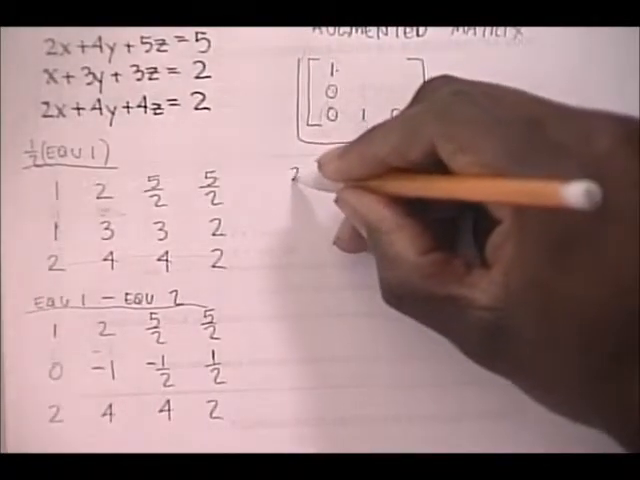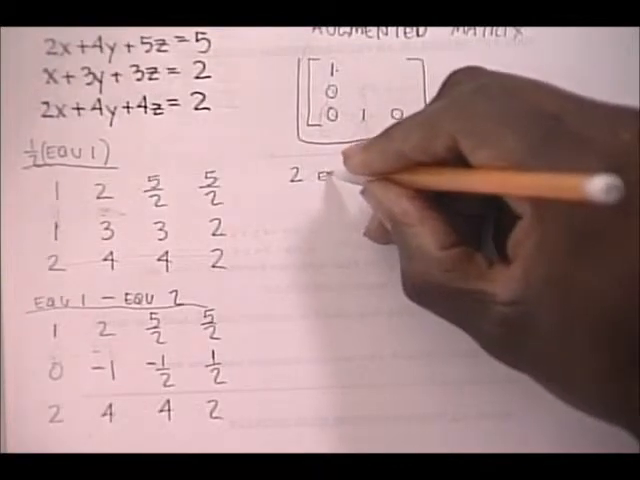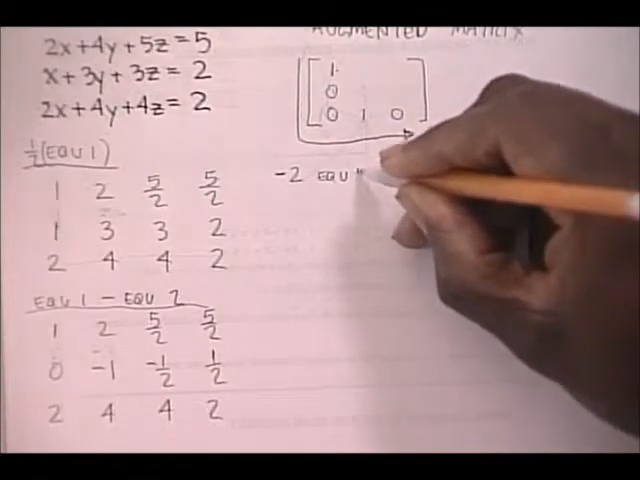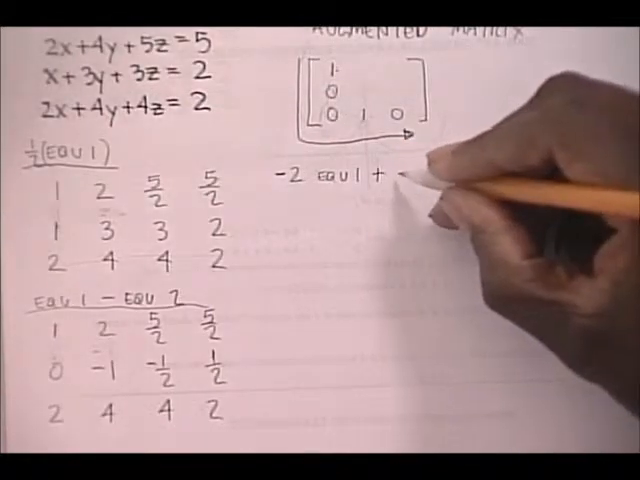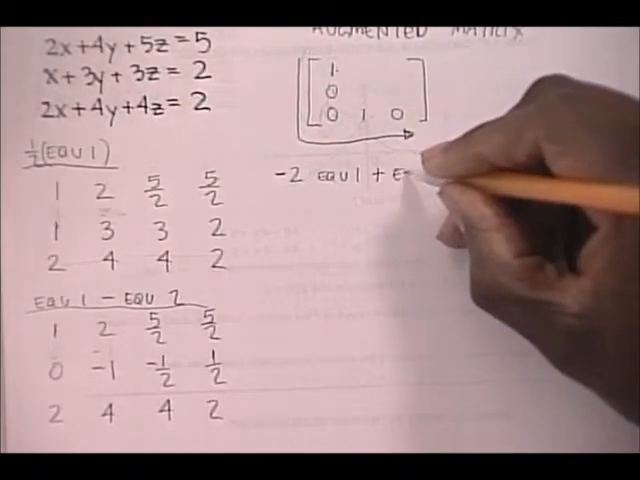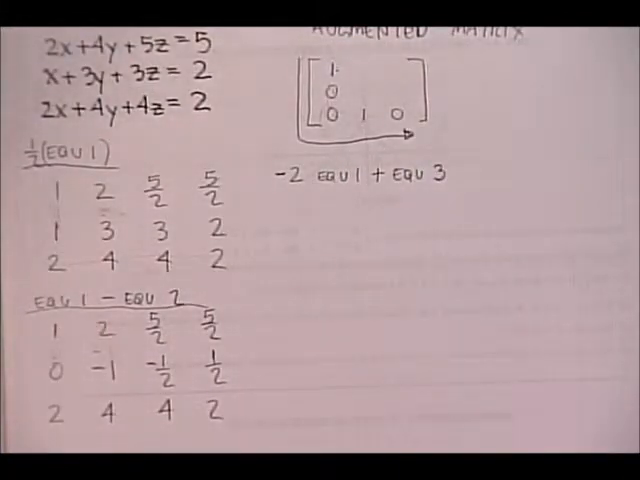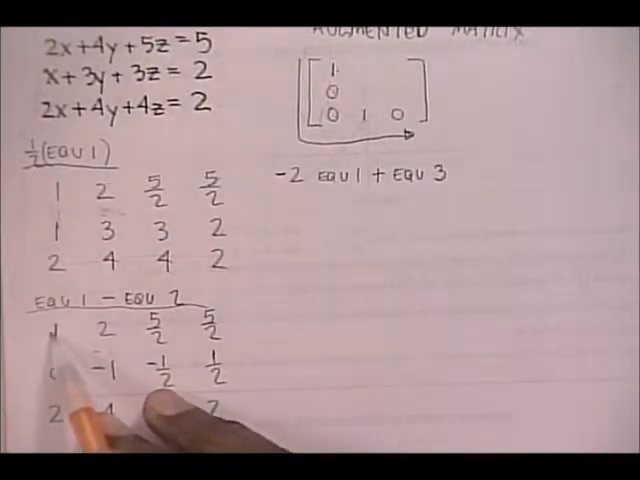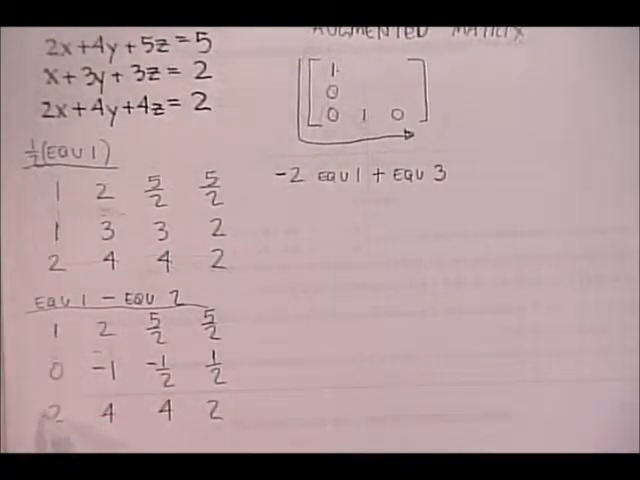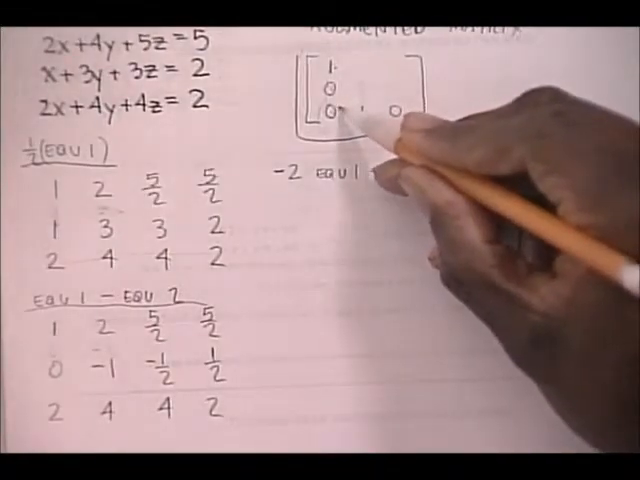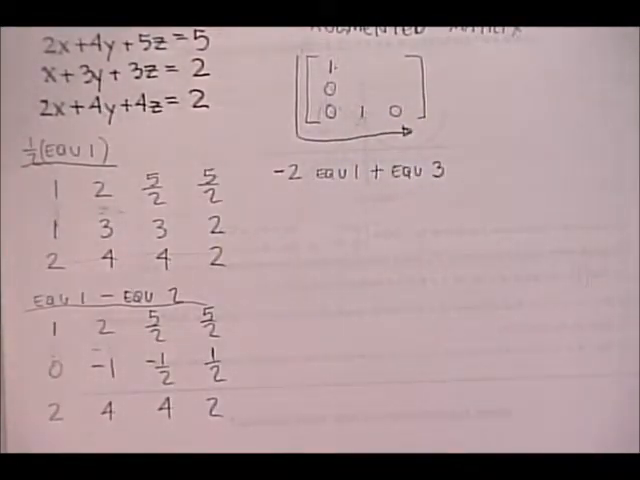So let's take negative 2 times equation 1 and add it to equation 3. In an attempt to get a negative 2 here, I have a positive 2 here. If I add a negative 2 and a positive 2, that will give me 0, which is what I desire. That's what I desire right there. That's going to be my new third row.